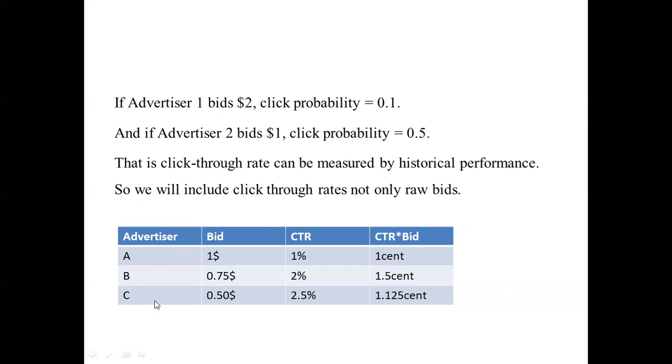If you take three advertisers, A, B, C, each advertiser will bid a raw bid of $1, $0.75, and $0.50. But the click-through rate chances could be 1%, 2%, 2.5%. If you multiply these two, the overall revenue is this. Based on this, it will produce ads. Based on this, efficiency is increased. Based on this, the revenue is also increased. This is about the AdWords process.